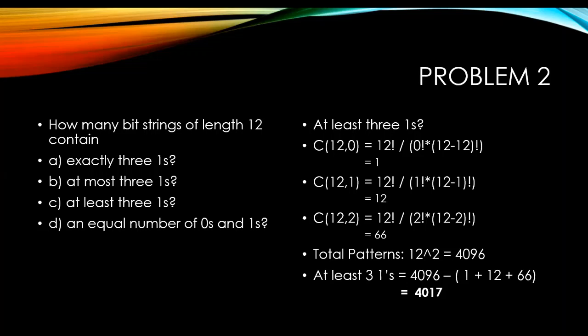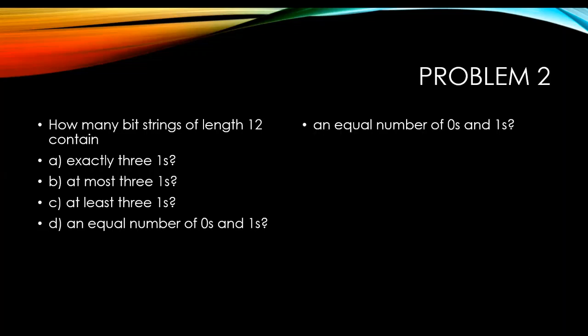So now let's move on with letter D. We need to have an equal number of 0s and 1s. So it means 6 bits for 0, 6 bits for 1. So from 12 elements, we're going to choose 6 as 1. So the solution will be this, and then the result is 924. Okay, so that will be problem number 2.